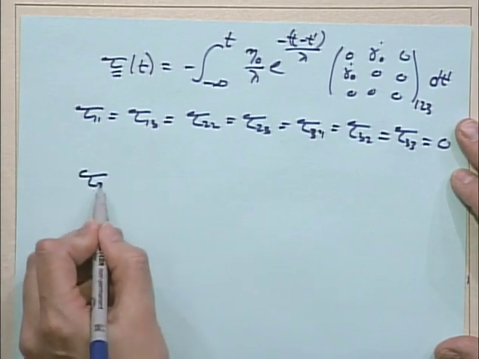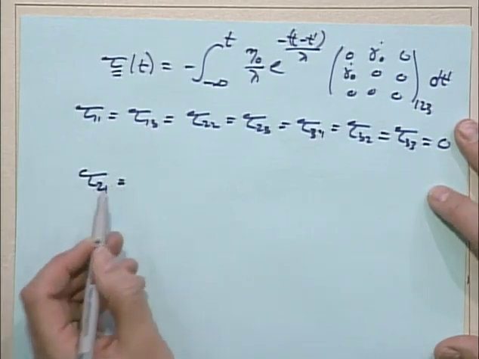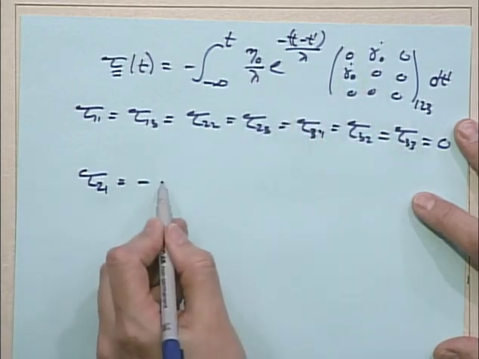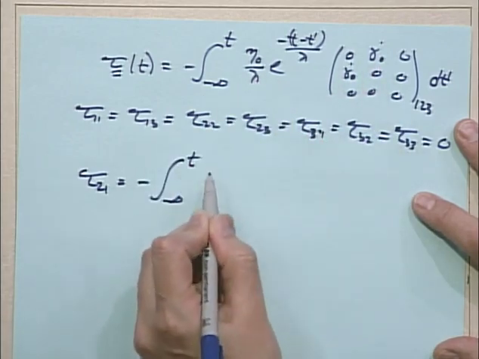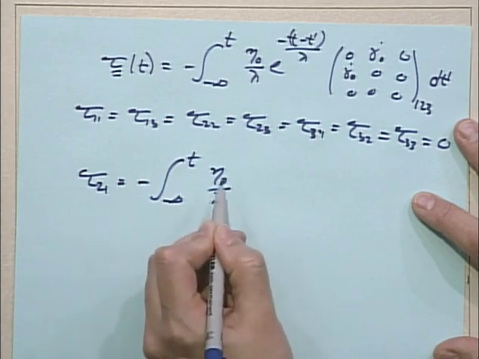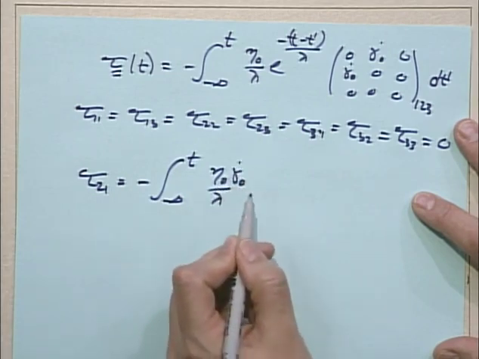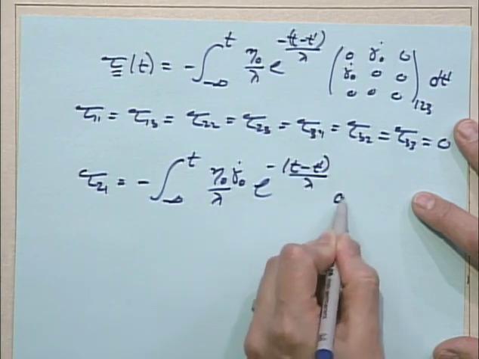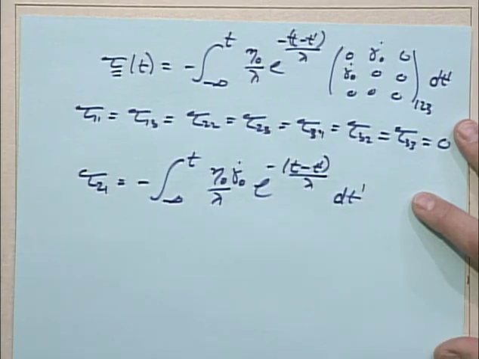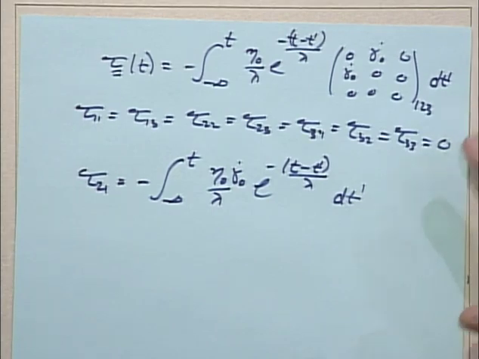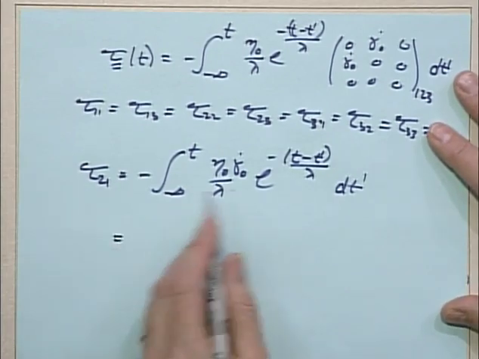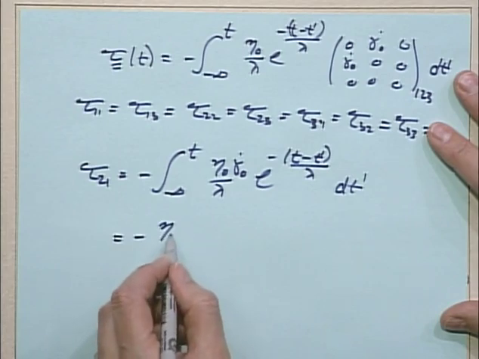And tau 2,1 now is the only remaining equation, is minus. Now these are all constants. That's going to help us with our integral. Eta naught over lambda times gamma dot naught e to the minus t prime over lambda dt prime. So that's an integral of an exponential. So let me take those constants out front. That's my usual habit.